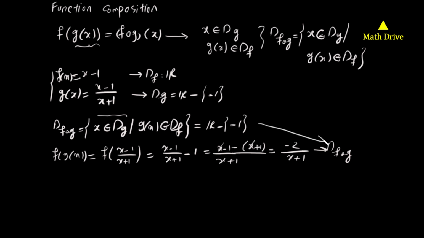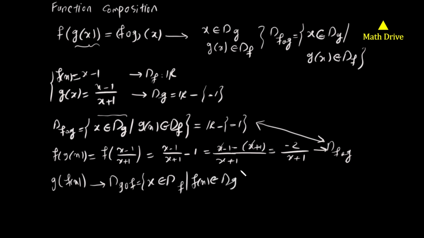So there are two ways to calculate the domain of f∘g, which both lead to a similar domain. Now let's take a look at g∘f, or g(f(x)). If we want to follow the definition of the domain, we know that D_{g∘f} is equal to x belongs to the domain of f, in which f(x) belongs to the domain of g.